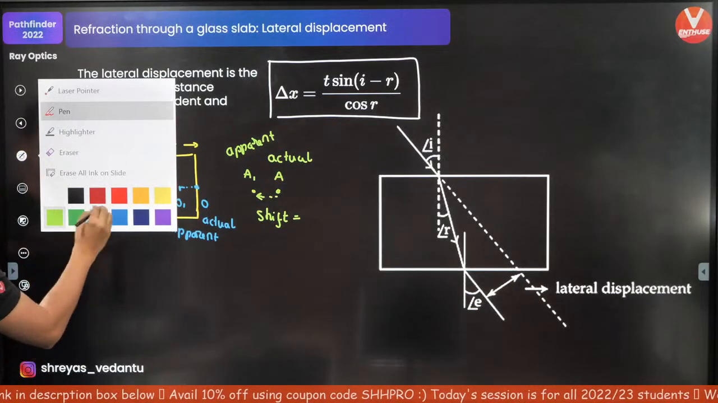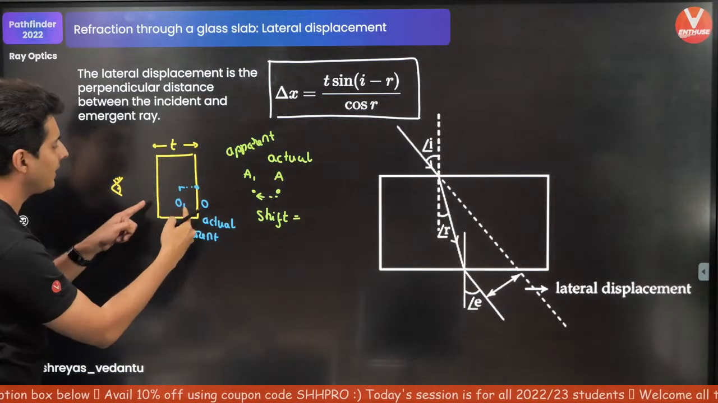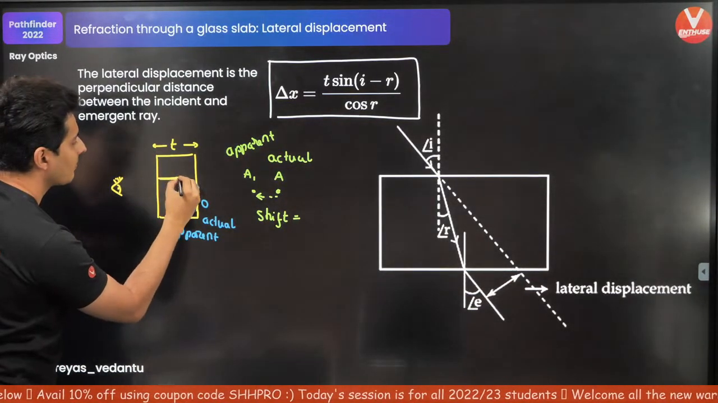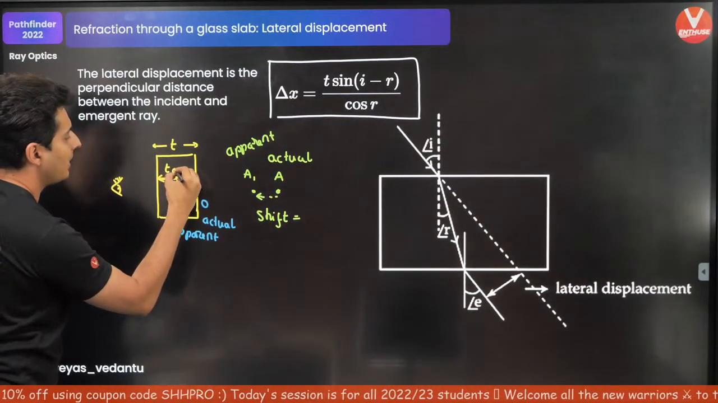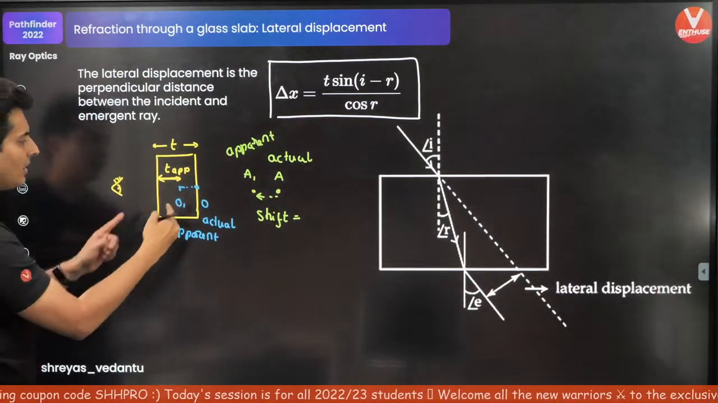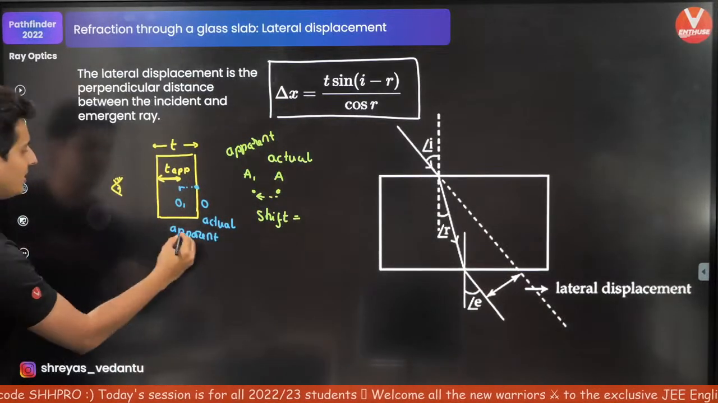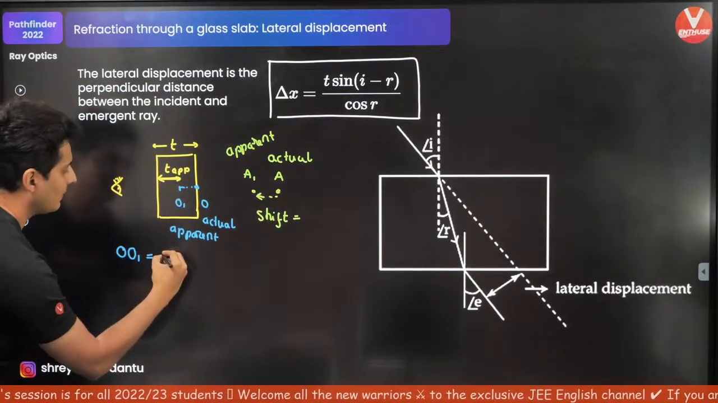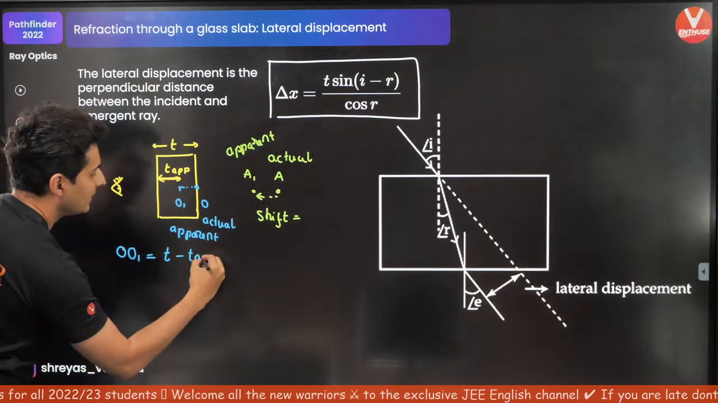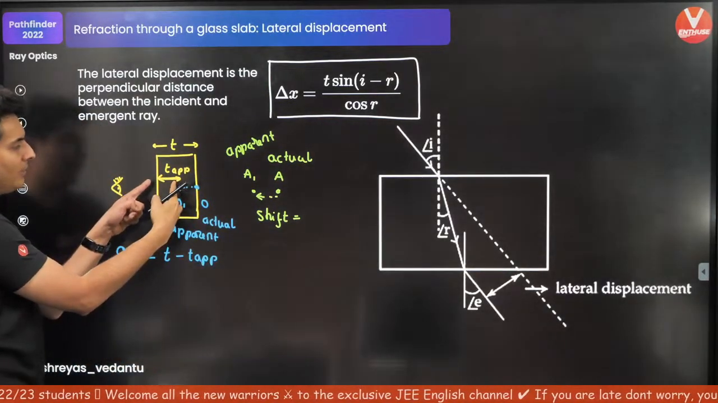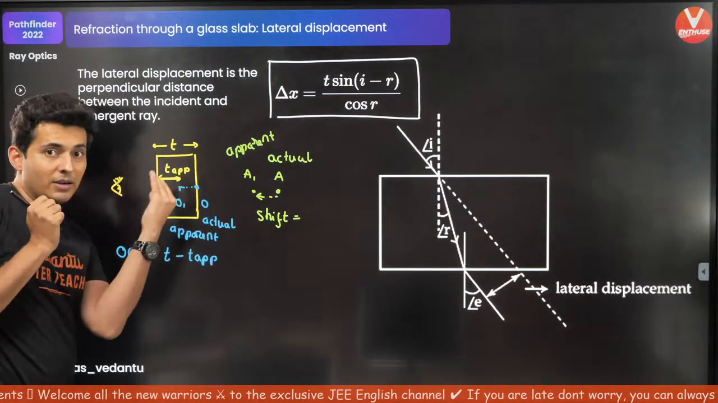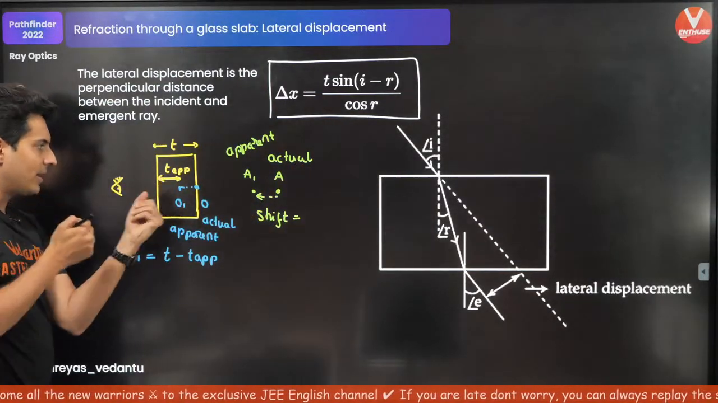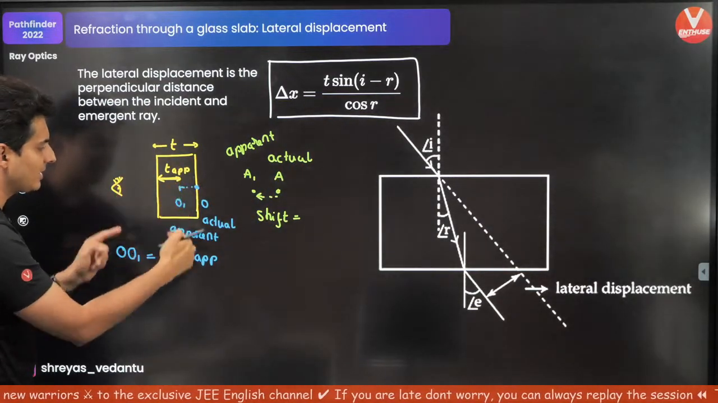See, it's very easy. This is T, right? So how much will this be? Think, this is T apparent. So in order to find that shift, O1, it is nothing but T minus T apparent. This is the apparent depth. This is the actual depth. When you see from here, the actual depth, and this is the apparent depth. So O prime will be T minus T apparent.